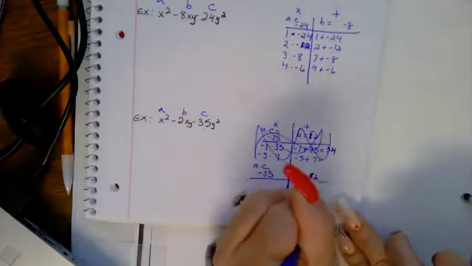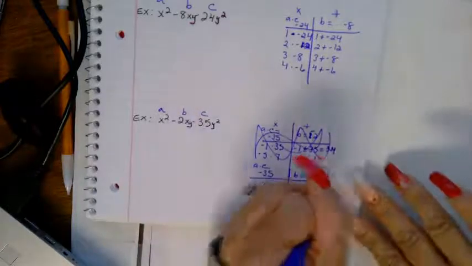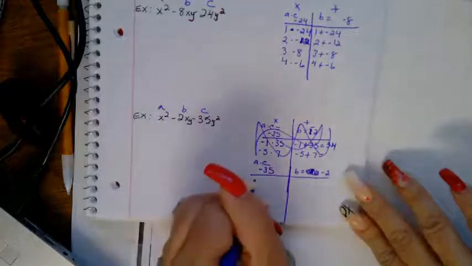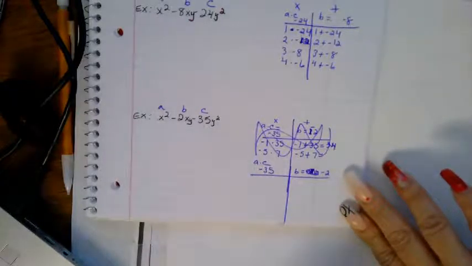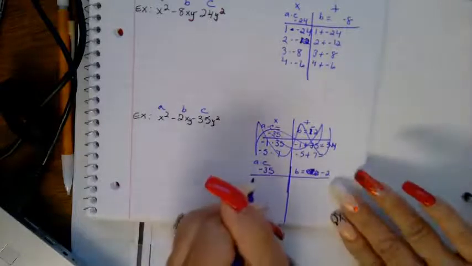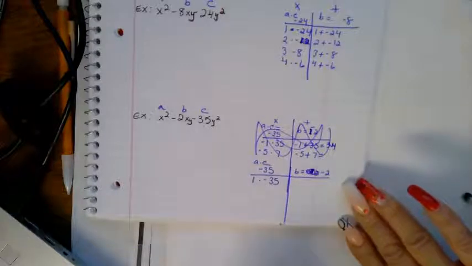Negative 2. Okay? So, we're dealing with two negative numbers, right? So that means we're going to have our bigger number negative, right? Did I say that right this time? Yes. Thank you. Sorry, guys. So let's do 1 times negative 35. And then let's add 1 plus negative 35. And that's not a negative 2, right?